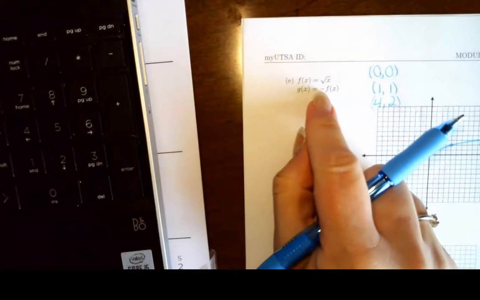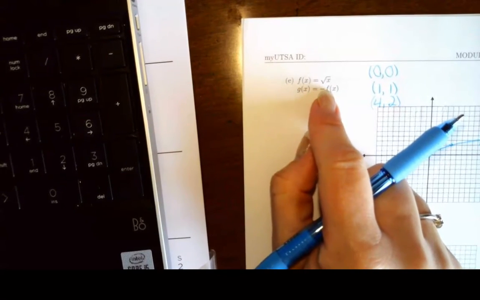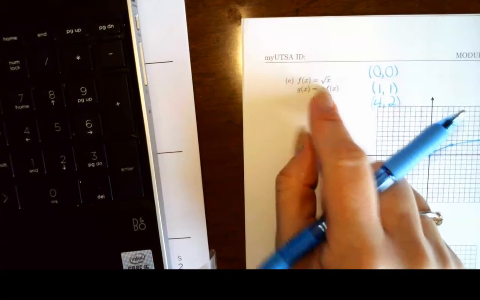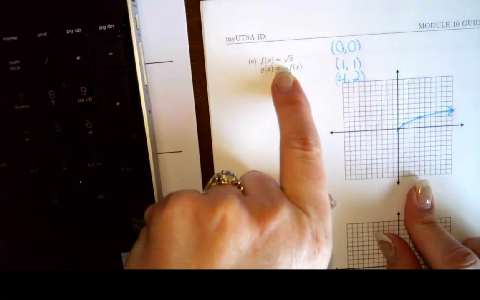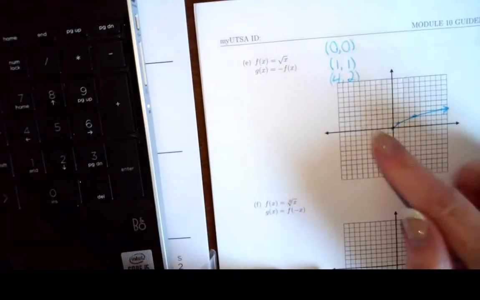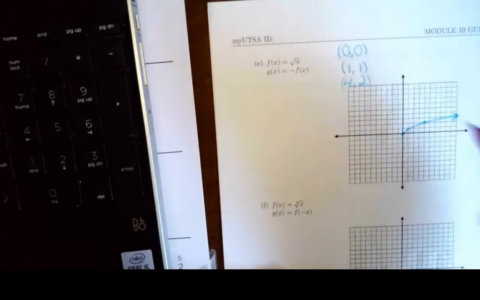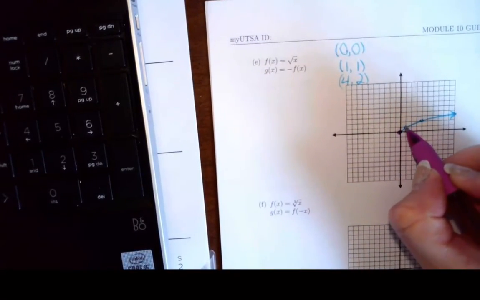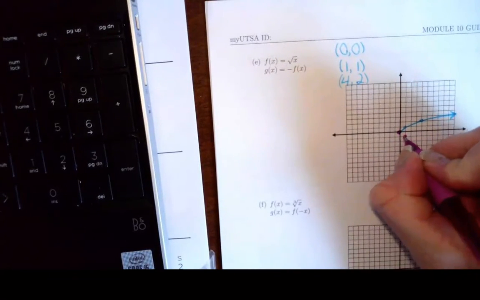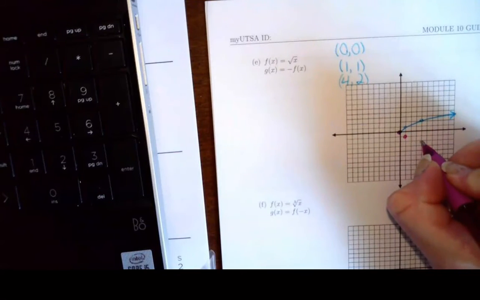So what am I supposed to do? This says take all of your y's and change their signs. So with a negative out front, that's going to be an x-axis reflection. So all of these positive y values, I'm going to change them into negatives. So instead of being up and to the right, it's going to go down and to the right. So at 0, 0, I'll still have that. But at 1, instead of having a positive 1, I'll have a negative 1. At 4, instead of having a positive 2, I'll have a negative 2.